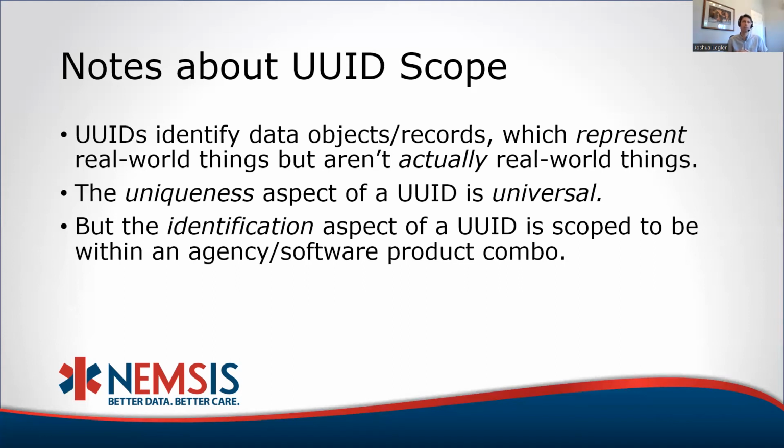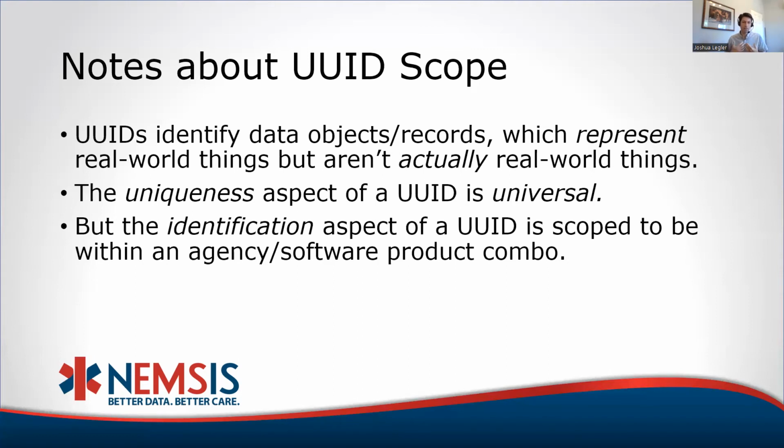Okay, so an agency is using XYZ software. They're setting it up. They're adding all their personnel and their vehicles. The software that they're using is generating the UUIDs for all those personnel and all those vehicles. Another agency using another software product is doing the same thing, adding all their personnel, their vehicles, et cetera.